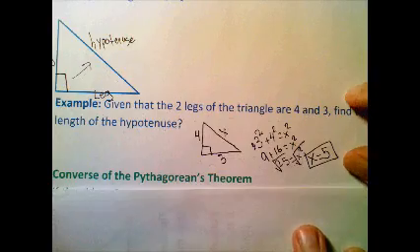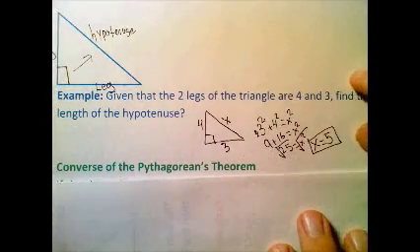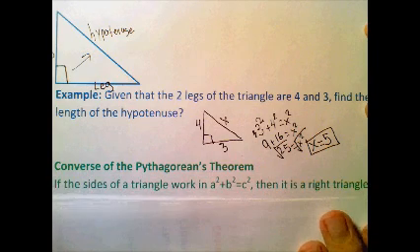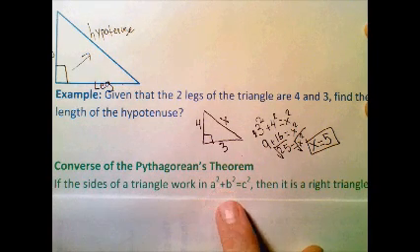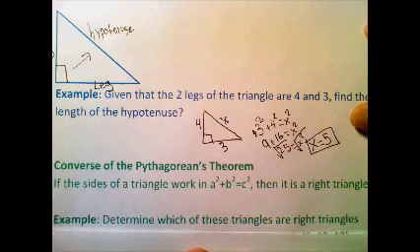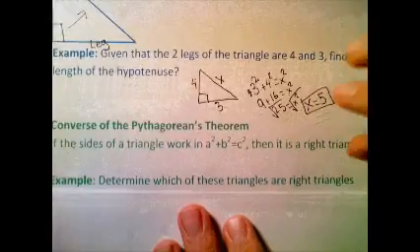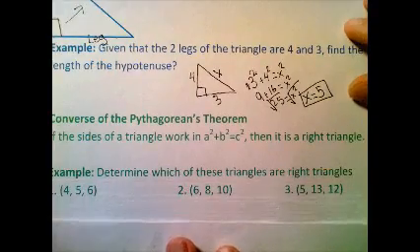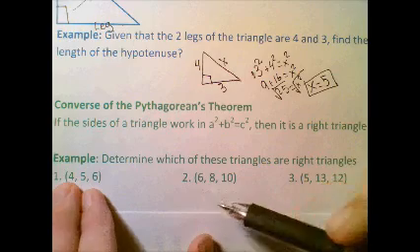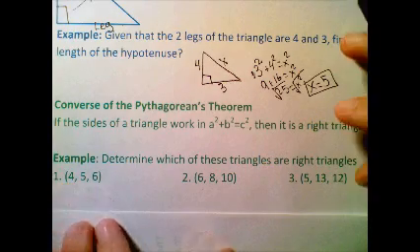That's something that you should have already known, but there's another cool feature with Pythagorean Theorem called the converse of Pythagorean Theorem. Basically, that says if the sides of the triangle work in a squared plus b squared equals c squared, then it's a right triangle. Now, it sounds easy, and it is. Basically, this is what you're going to be given. You'll be given 3 sides of a triangle, and you're going to determine if it's a right triangle.